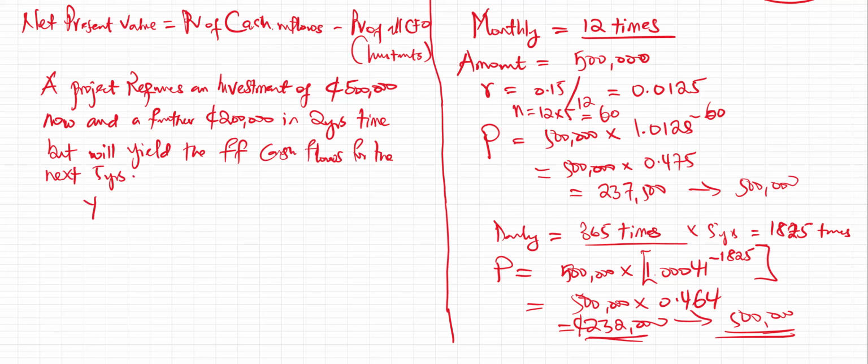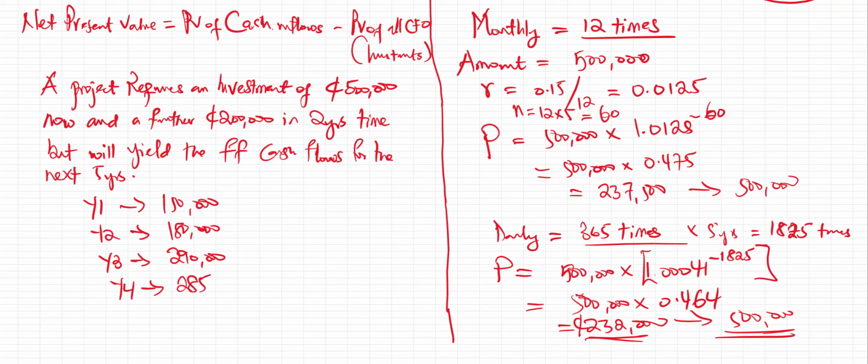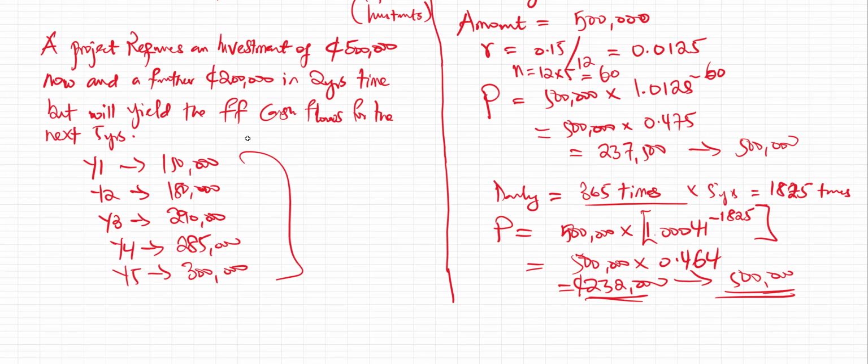So year 1 is going to generate us 150,000. Year 2 is going to generate us 180,000. Year 3 is going to generate us 290,000. Year 4 is going to generate us 285,000. And year 5 is going to generate us 300,000. So this is what we have, and we want to see whether this investment is giving us something good.